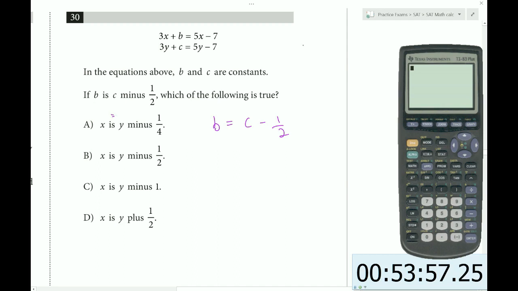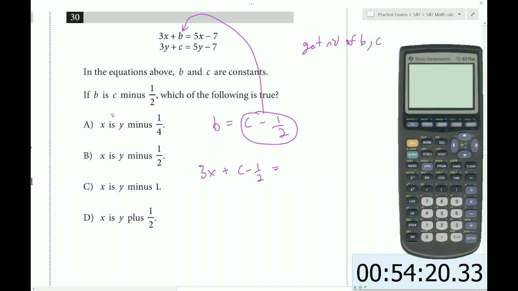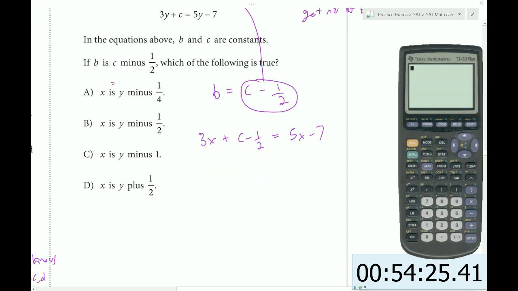So basically we have to get rid of b and c in this system. Okay, well, let's see how we could do that. To get rid of b, I could just plug this in wherever I see it. So I'll do that here. So I get 3x plus c minus 1/2 equals 5x minus 7. And I have 3y plus c equals 5y minus 7.